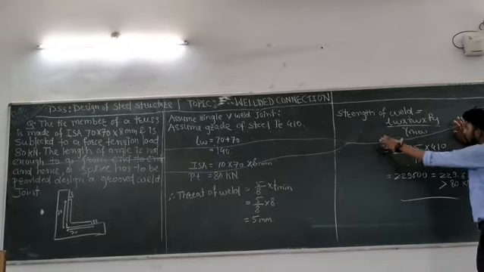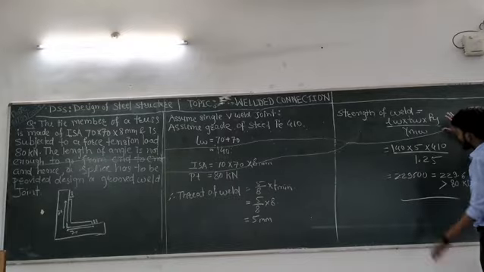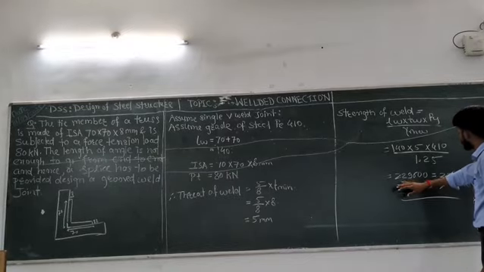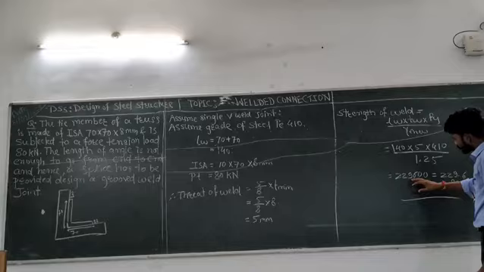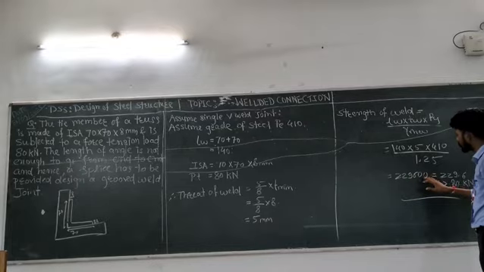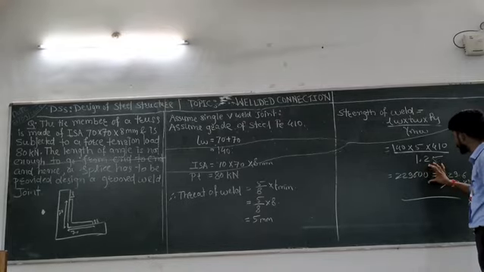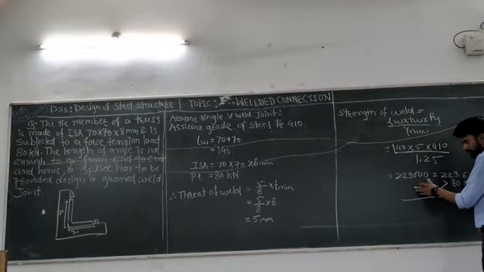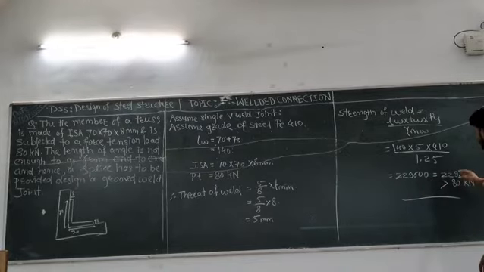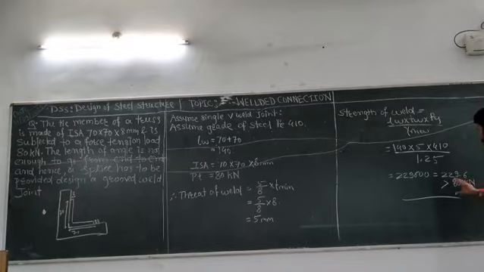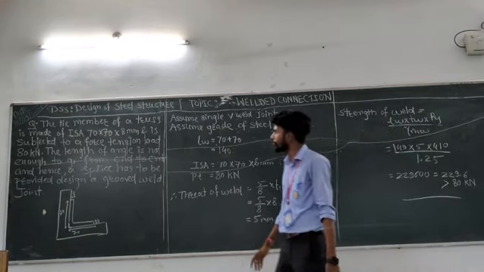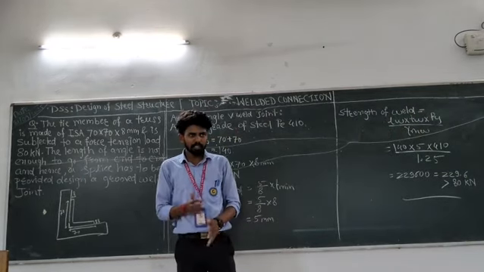So if we put the whole value in this equation and solve it, our answer is going to be 229600. It is in Newton, so we have to make it kilonewton. So our answer is 229.6 kilonewton, which is greater than the 80 kilonewton. So it is safe, and our design is adequate.